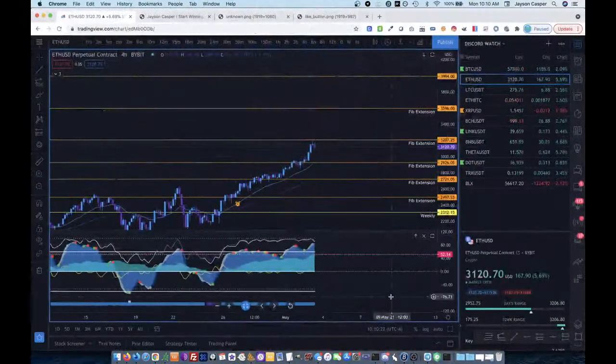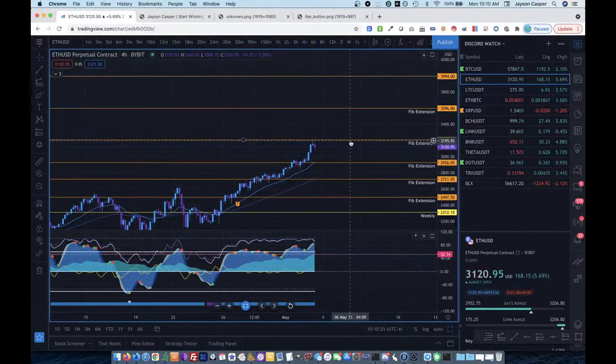because you never know if this scalp will turn into a longer trade. Like the longs that I took, I didn't know I was going to hold them this long. Where did I enter my Ethereum long? Somewhere around this fib extension right here. And then it just kept on going. I think I entered right here when we were printing this trigger wave on the 4-hour.